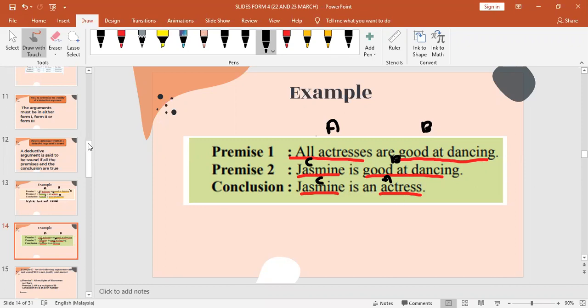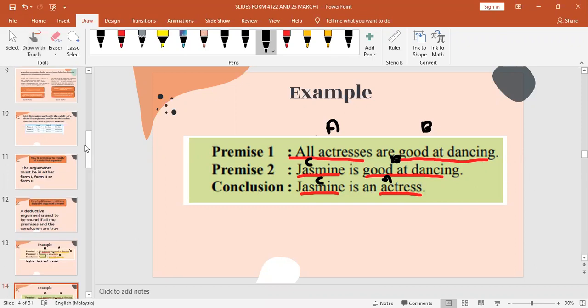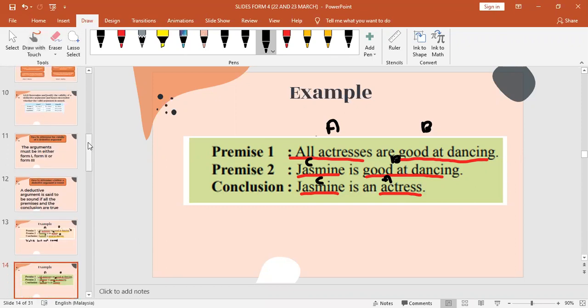Okay, kita tengok balik jadual ni. Betul ke C is B, C is A? Tak valid. Tak valid kan? Sebab it is not in form 1. Faham? Okay. So it is not valid, it is invalid.